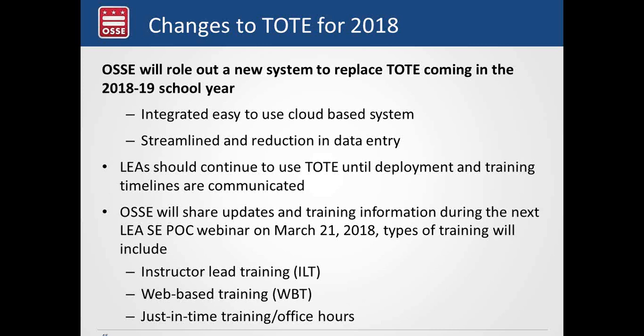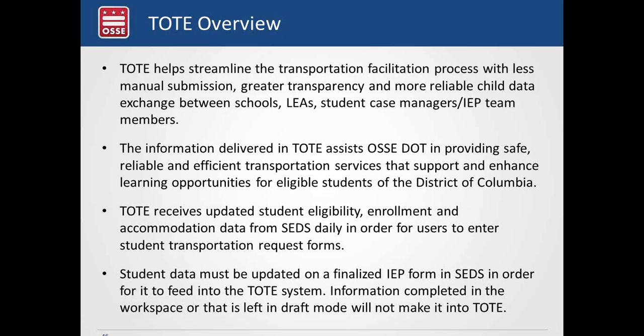So we'll have training dates coming up sooner than later for the new system, but be on the lookout. We'll have emails coming out to you sooner than later. So just to give you an overview. Okay, I'm sorry. We had a question for the TOTE support line number. The TOTE support line number is 202-576-5520. And any one of our great TOTE representatives will be able to assist you with any questions or anything that you have.